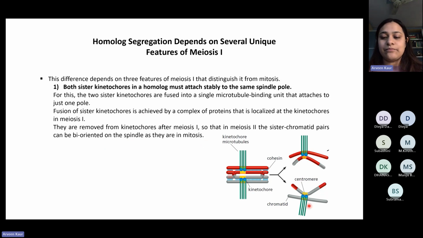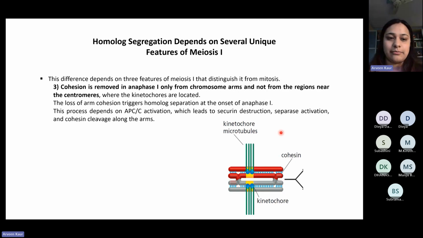in mitosis. So over here, you can see that instead of the two different sister chromatids in red and two different sister chromatids in gray being attached to opposite poles, they are attached to the same pole. The gray ones are segregating to one pole, the red ones are segregating to the other pole. So that is how this is happening.